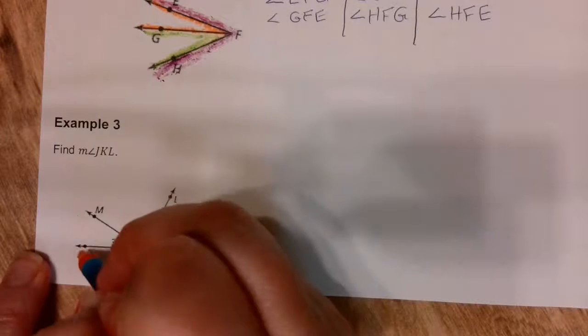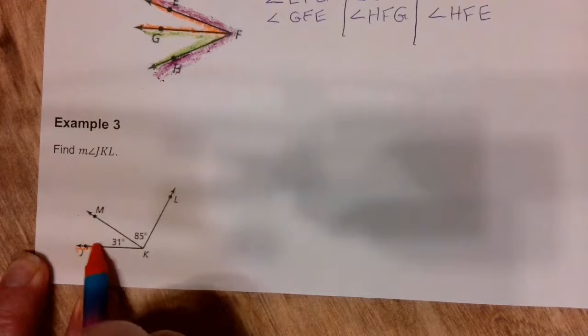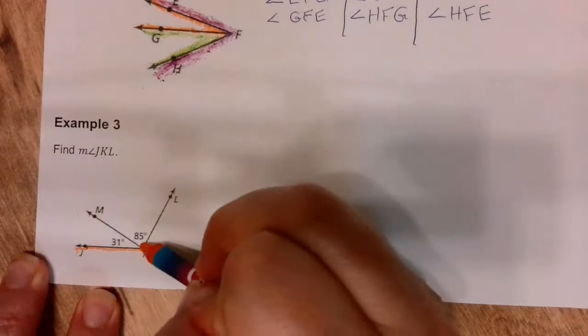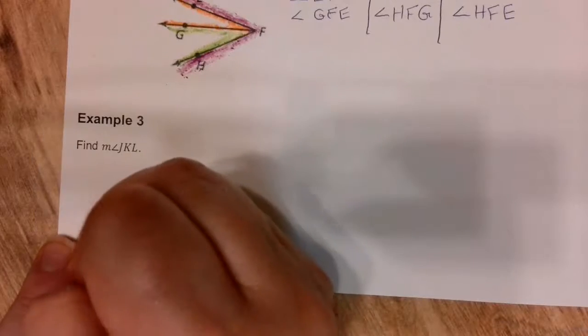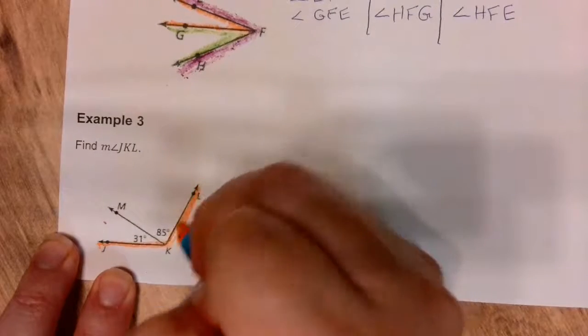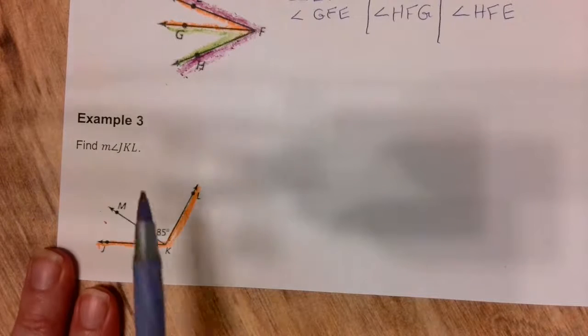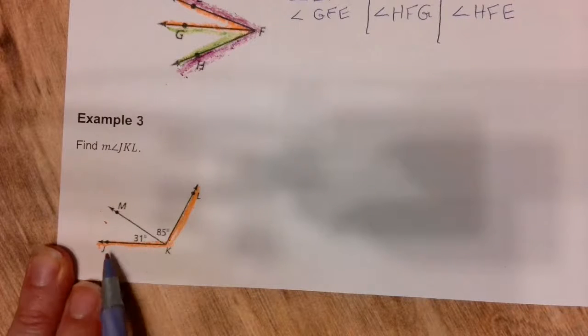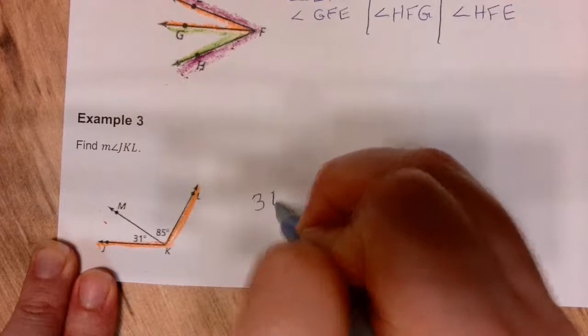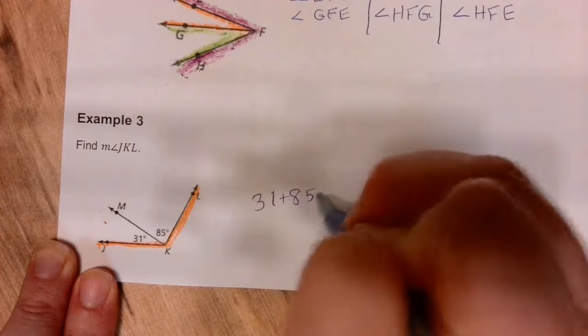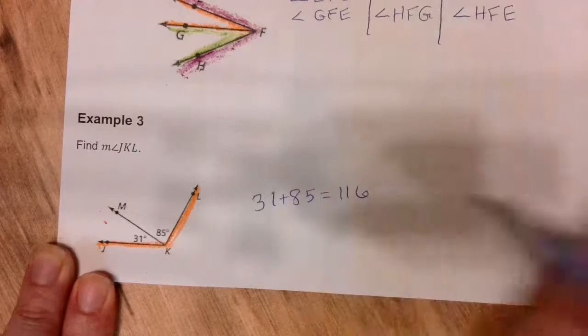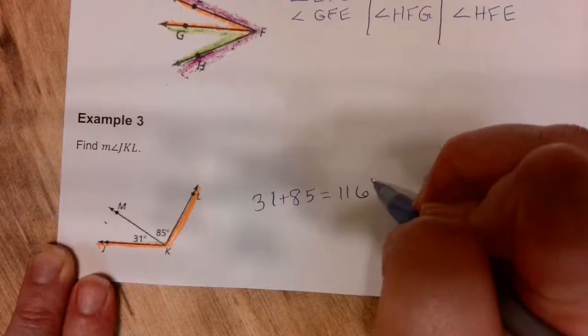Example 3, find the measure of angle JKL. Where is JKL? Starts at J, goes to K, goes to L. JKL is the whole angle. So, angle addition postulate says if we know the little pieces that make the big piece, you add them together. 31 plus 85, 116 degrees.